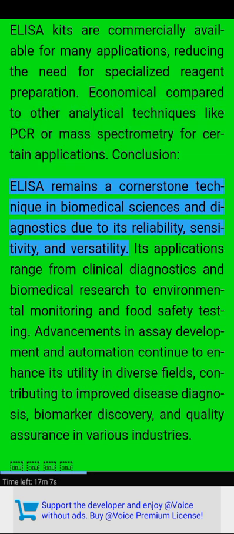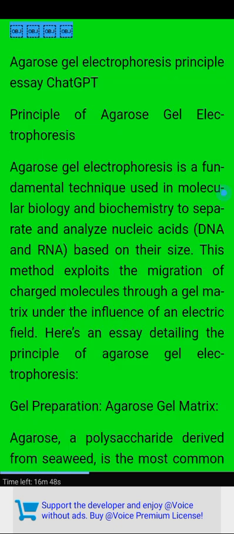Conclusion. ELISA remains a cornerstone technique in biomedical sciences and diagnostics due to its reliability, sensitivity, and versatility. Its applications range from clinical diagnostics and biomedical research to environmental monitoring and food safety testing. Advancements in assay development and automation continue to enhance its utility in diverse fields, contributing to improved disease diagnosis, biomarker discovery, and quality assurance in various industries.